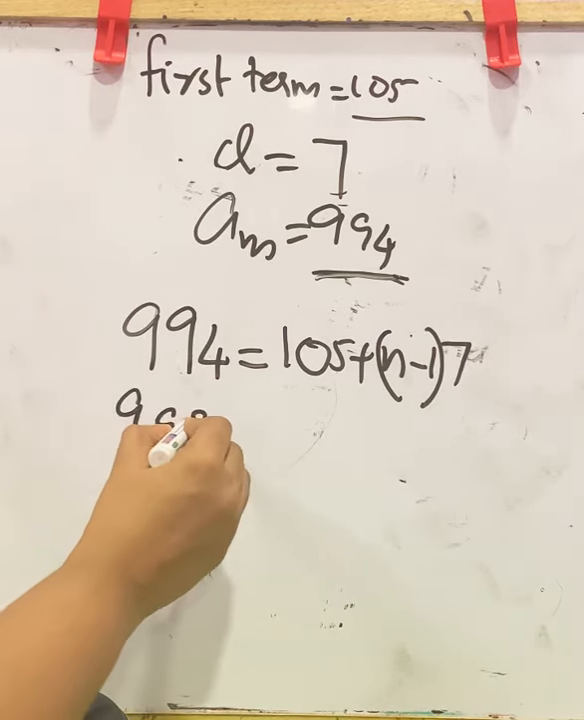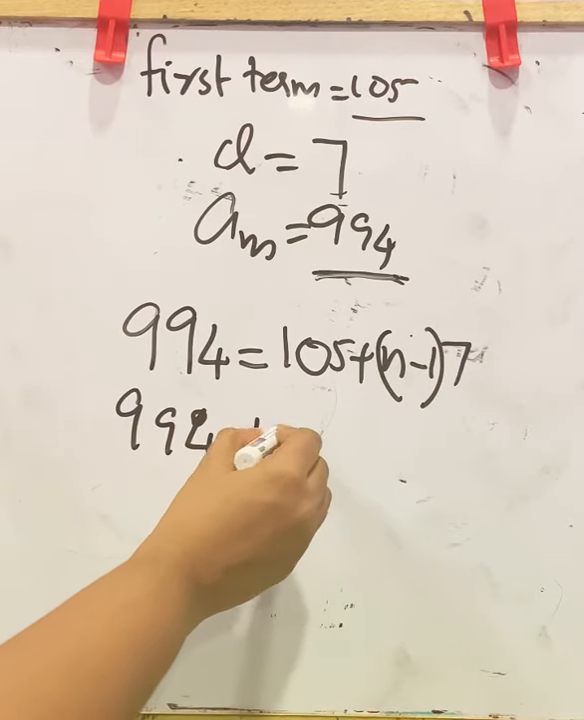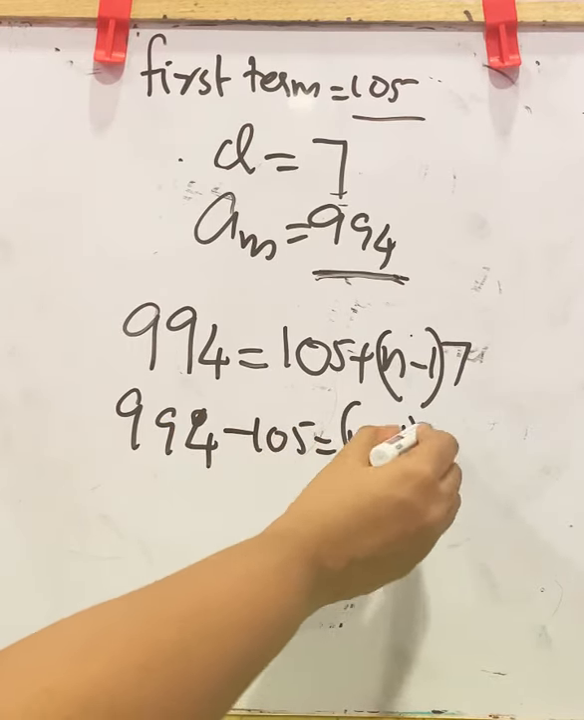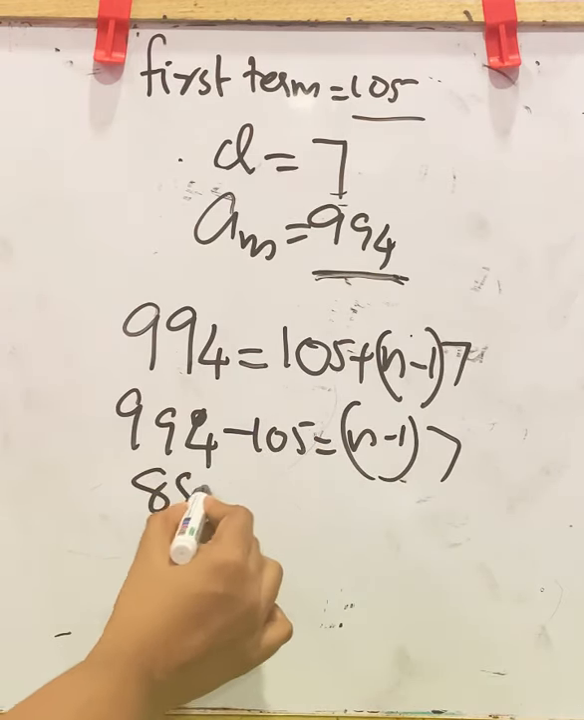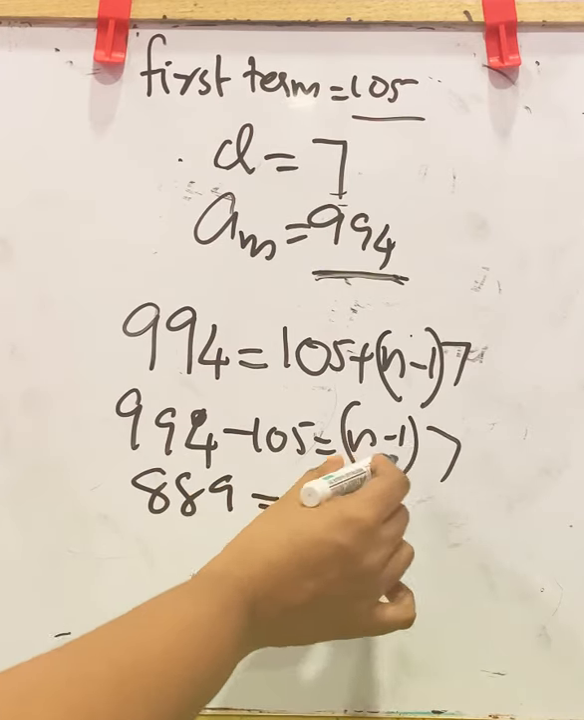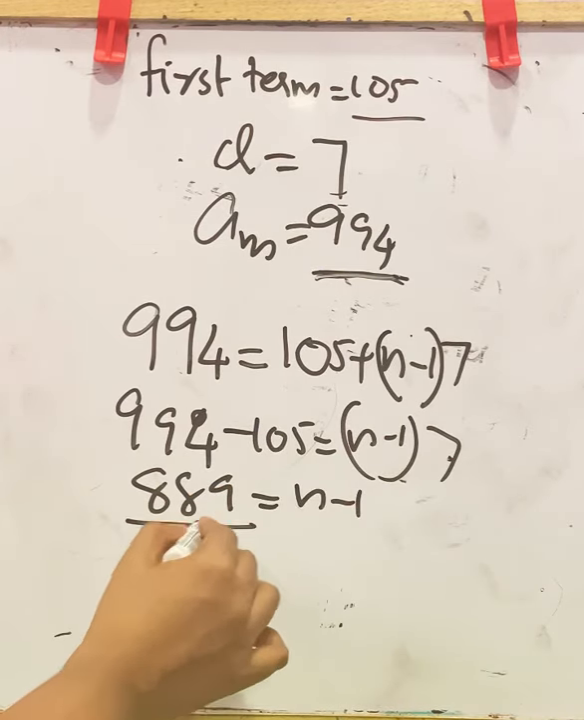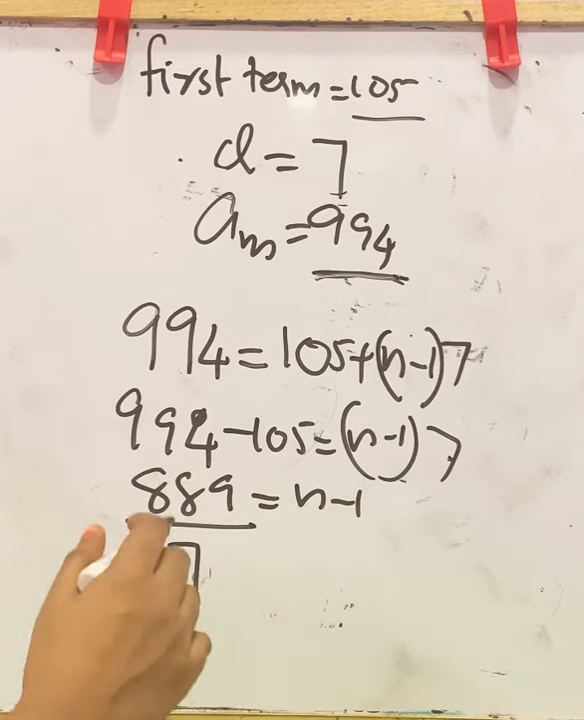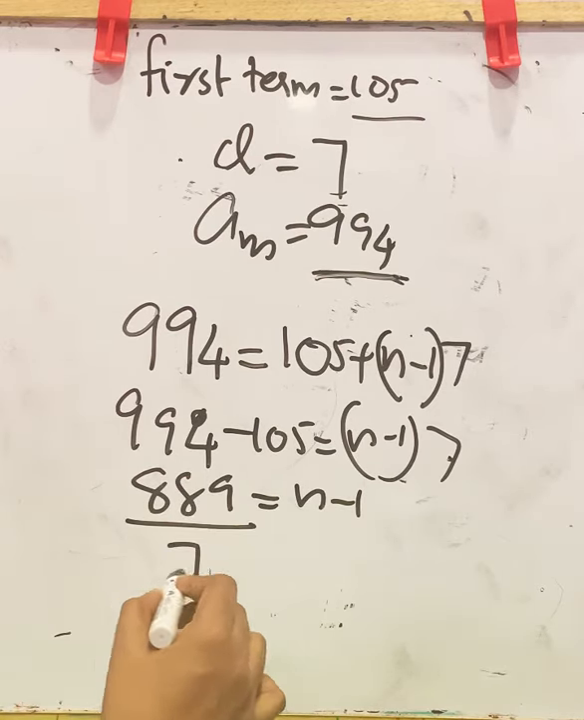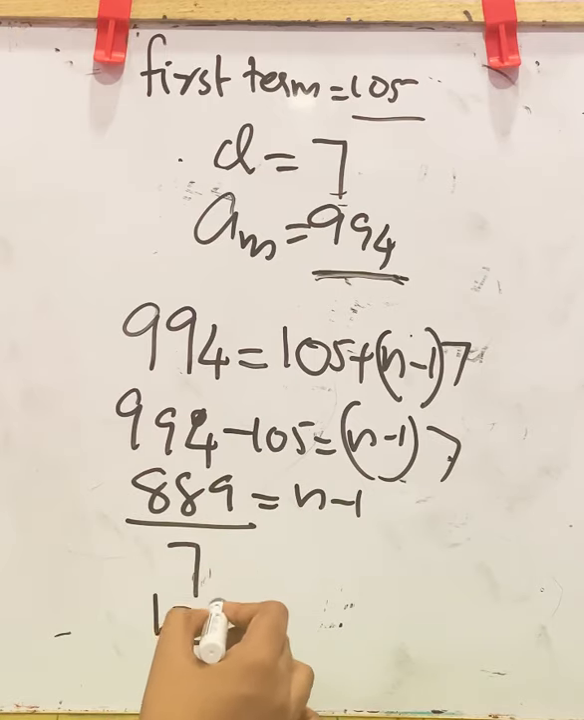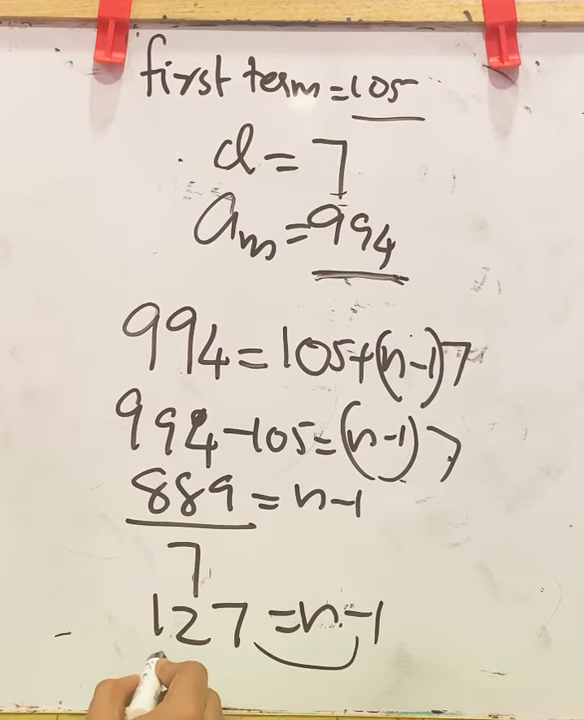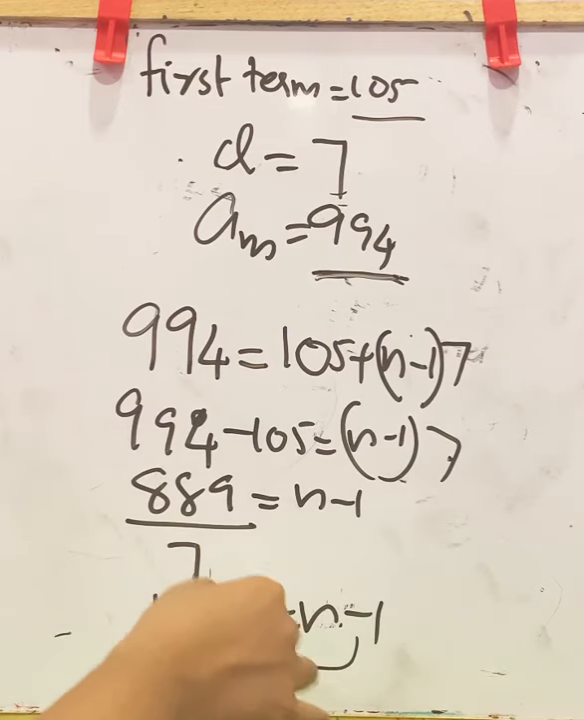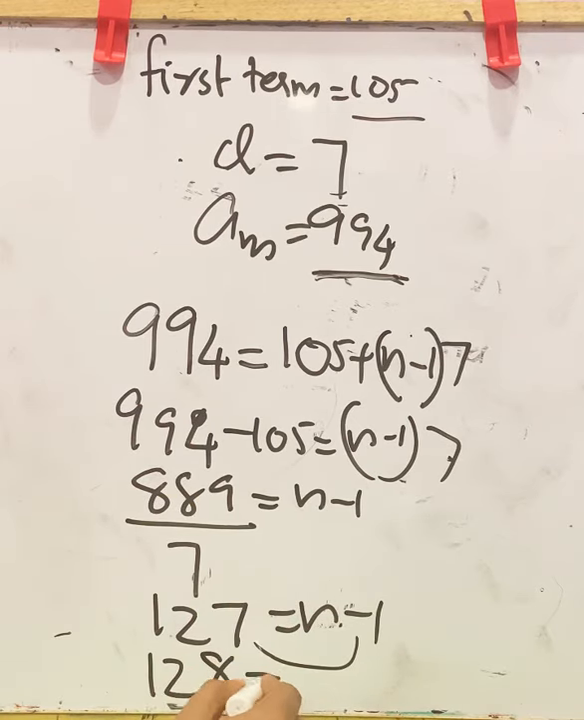First you will take 105 to the side: 994 minus 105 equal to N minus 1 into 7. 994 minus 105, the result is 889, equal to N minus 1 into 7. Take the 7 to the side, it goes to the denominator. 889 divided by 7, the result is 127. So 127 equals N minus 1. Now take negative 1 to the side, it becomes positive 1. 127 plus 1 is 128, equal to N.